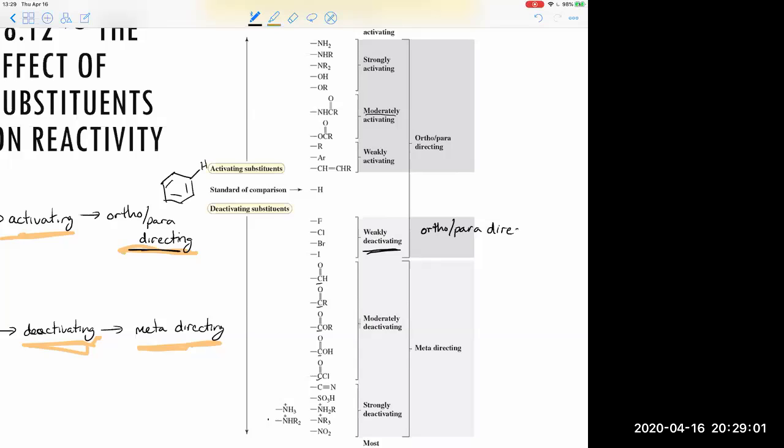ortho-para directing. They do still have electrons that they can donate to that ring, which I'm guessing is the reason that they are ortho-para directing. Okay, so they're a little bit weird in that they are deactivating but still ortho-para directing. All of our other deactivators are meta-directing. Okay, so make sure to keep that in mind. Our halogens are actually ortho-para directing.